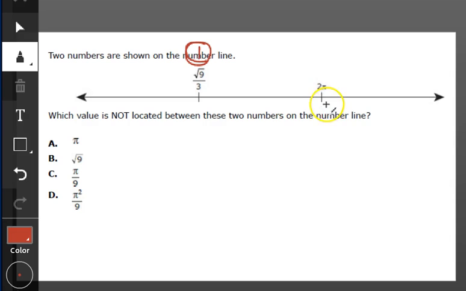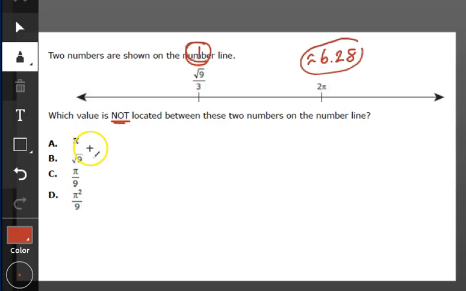Now right now I'm not exactly sure what 2 pi is. Some of you approximate pi with 3.14. So I'm okay with you saying that's approximately double that, which is 6.28. Okay, that's okay with me. And so we're trying to figure out which of these are going to lie between. Actually, which is not going to, excuse me.